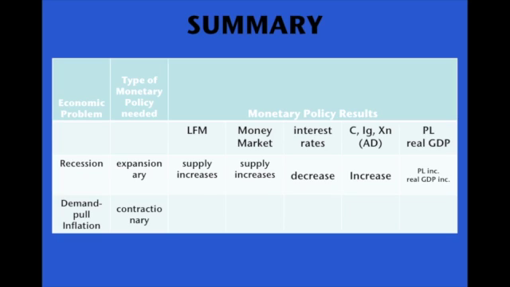In contractionary policy, it's going to be the opposite. Supply on both the loanable funds market and money market decreases, increasing real and nominal interest rates, decreasing consumption, investment spending, and net exports, and therefore decreasing aggregate demand. And when that happens, price level and real GDP both decrease. Yay!